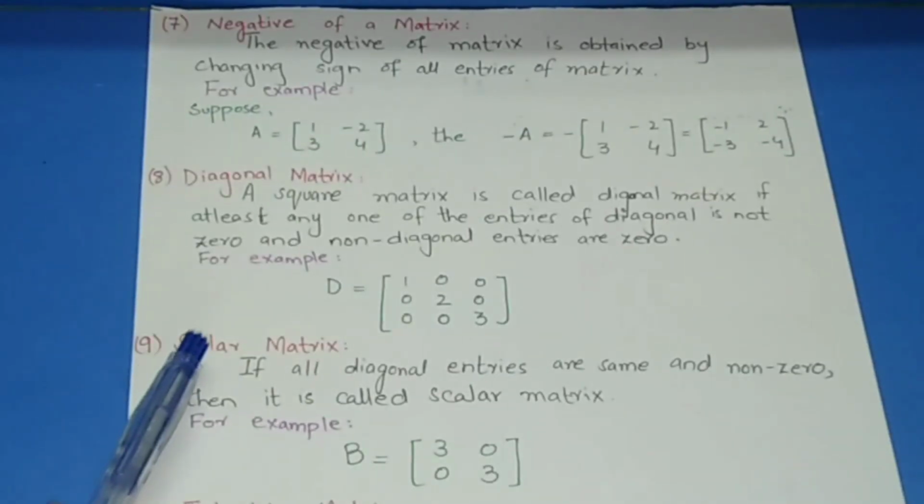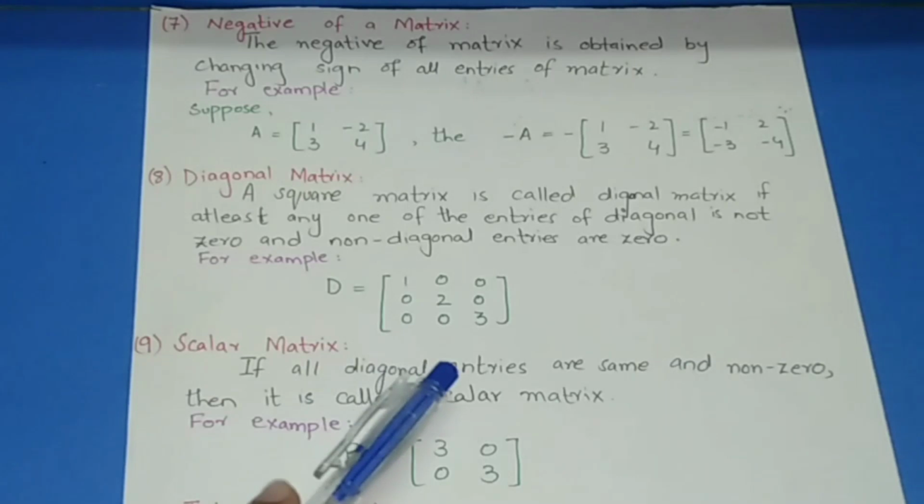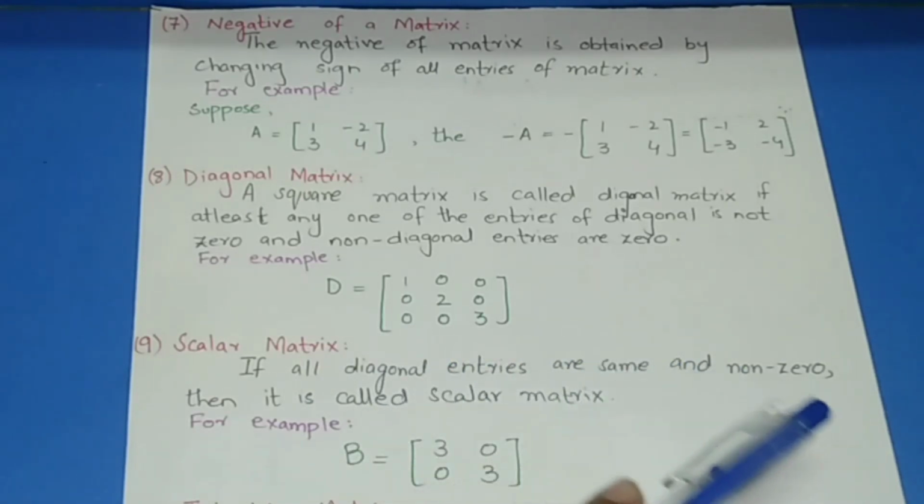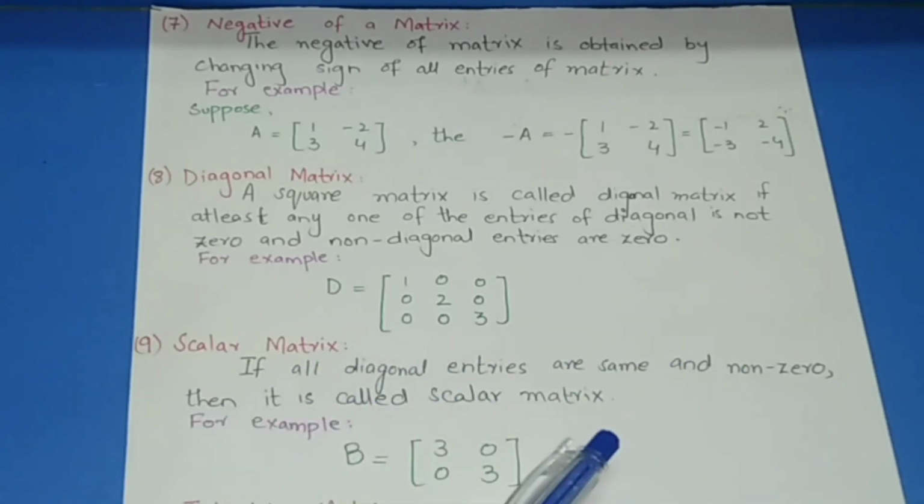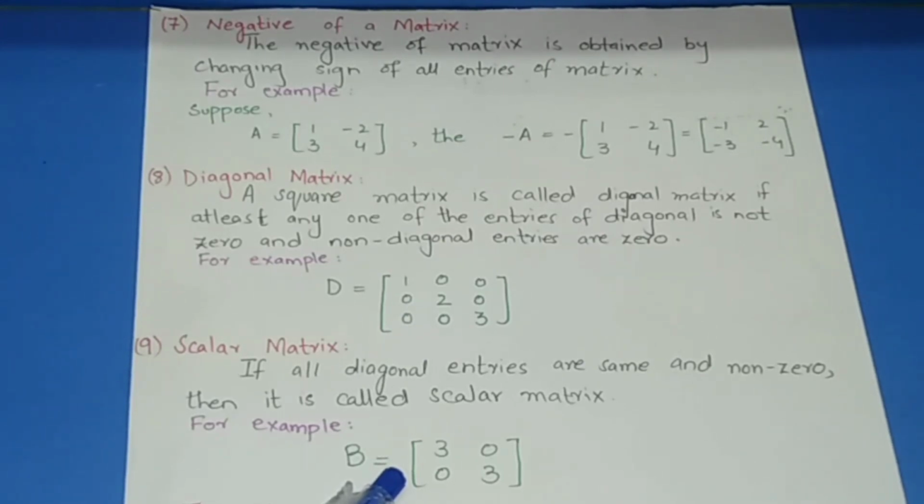9th type is scalar matrix. If all diagonal entries are same and non-zero, then it is called a scalar matrix. For example, we take a matrix B here. So we check that this is a scalar matrix or not. We see that the diagonal entries are same and non-zero. So we call it as a scalar matrix.